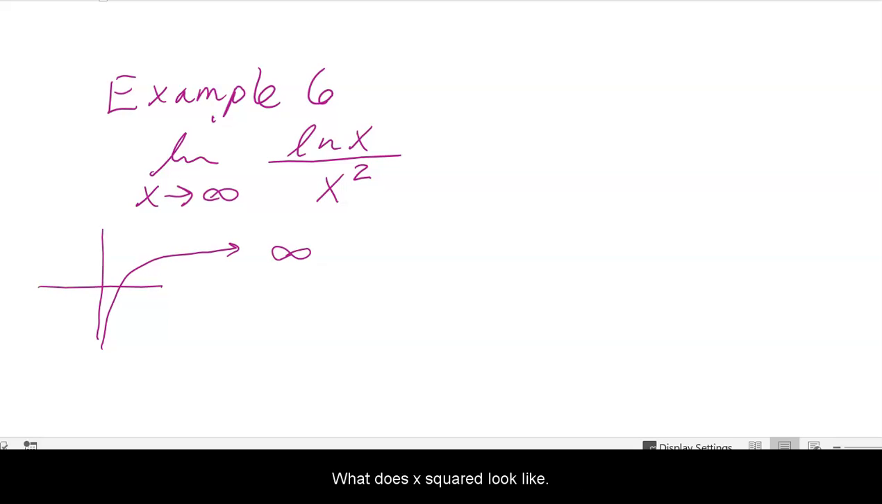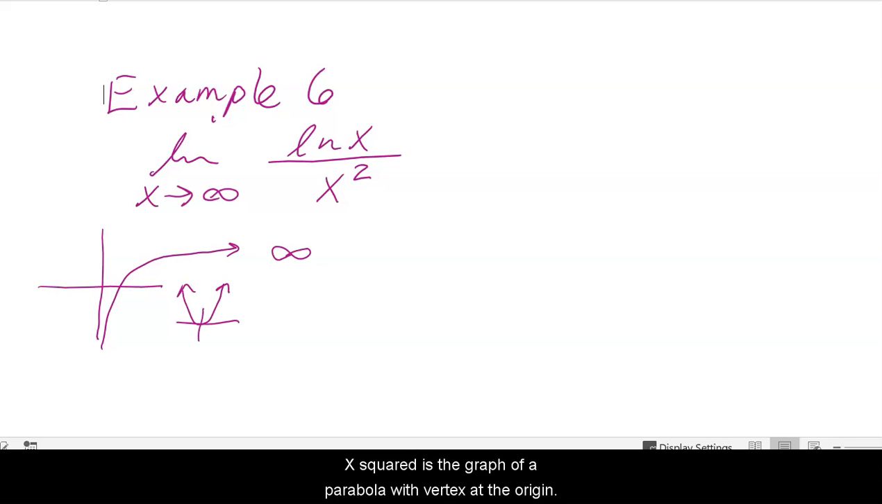What does x squared look like? X squared is the graph of a parabola with vertex at the origin. Again, as x goes to positive infinity, the y value goes to positive infinity. This gives me the basic indeterminate form, infinity over infinity. To know whether or not you can use L'Hopital's rule for limits that are at infinity, you need to know what the basic graph looks like.